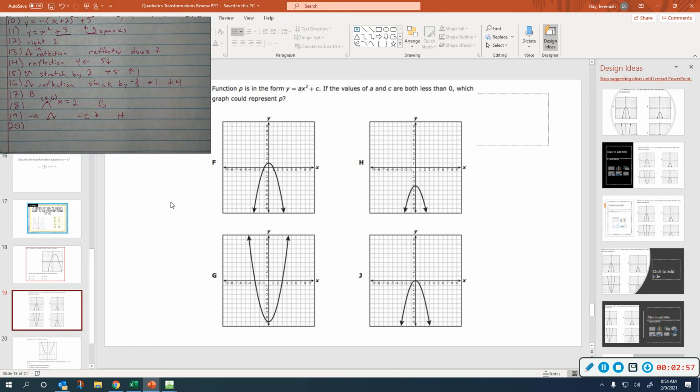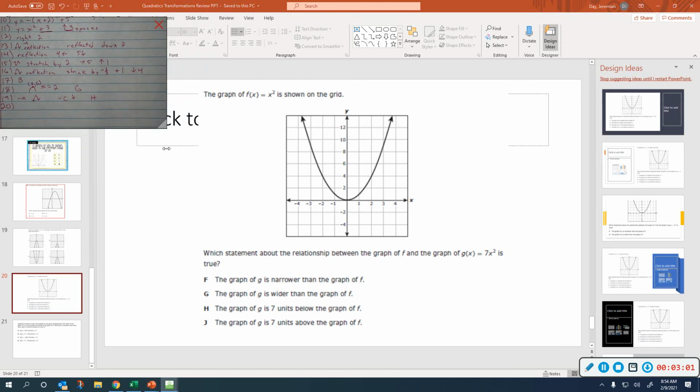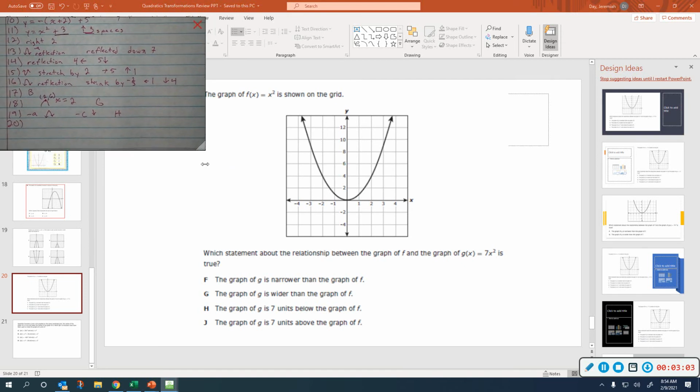Let's try number 20. It says the graph of f of x equals x squared is shown on the grid. Which statement about the relationship between the graph of f(x) and g of x equals 7x squared is true? Is it the graph of G is narrower, the graph of G is wider, the graph of G moves 7 below, or the graph of G moves 7 above? Think about it, put your answer down, and I'll show you the correct answer in a few seconds.